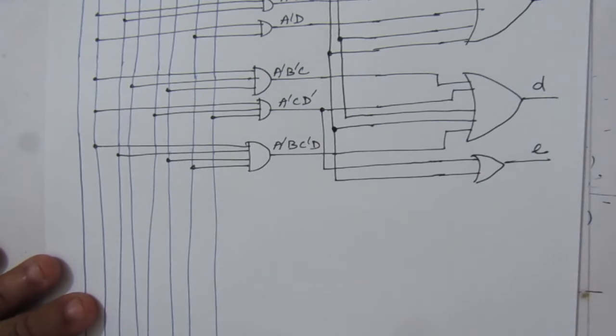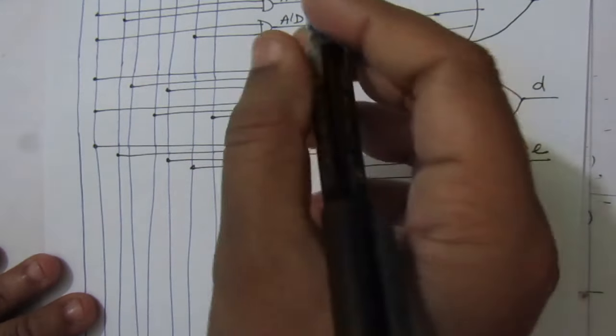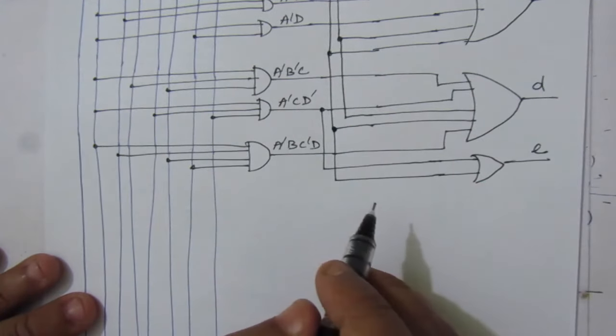Because in the question we are already given that we have to use the minimum number of gates, so whenever it is possible we have to minimize the number of gates. Therefore we have taken the connection from the upper portion.